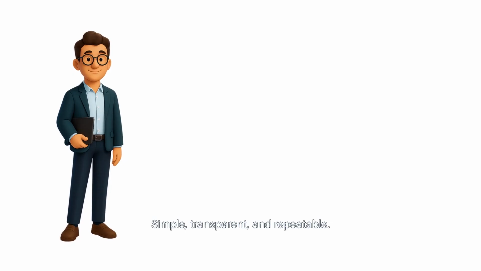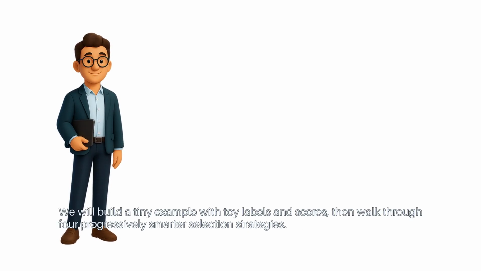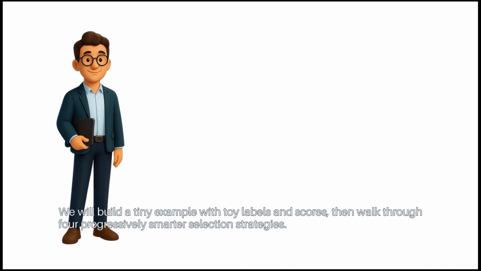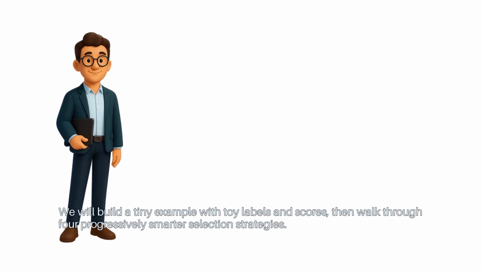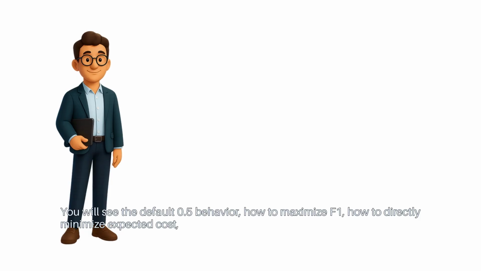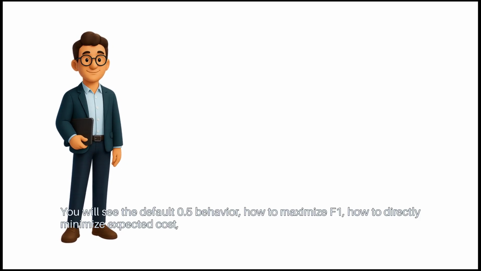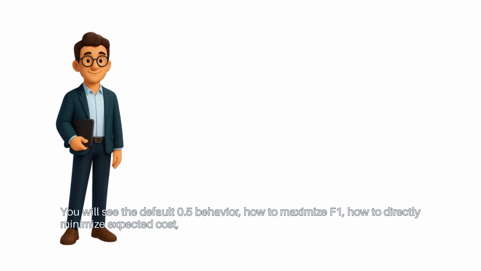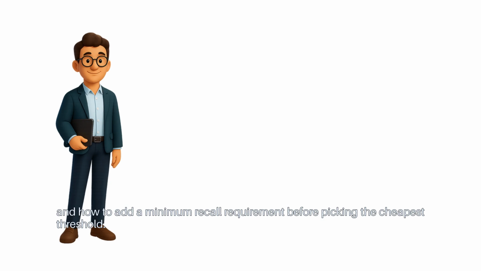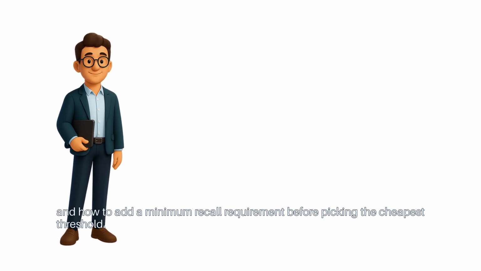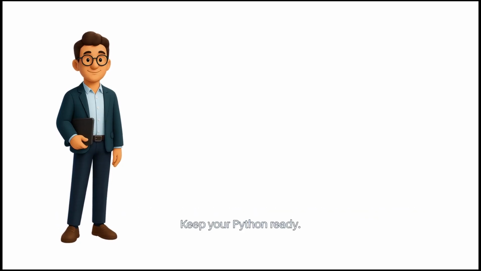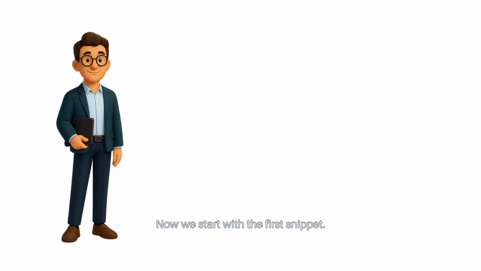Simple, transparent, and repeatable. We will build a tiny example with toy labels and scores, then walk through 4 progressively smarter selection strategies. You will see the default 0.5 behavior, how to maximize F1, how to directly minimize expected cost, and how to add a minimum recall requirement before picking the cheapest threshold. Keep your Python ready. Now we start with the first snippet.